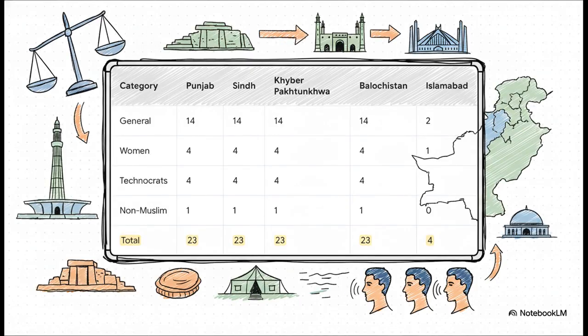And here's the breakdown. Just look at the totals for the four main provinces, Punjab, Sindh, Khyber Pakhtunkhwa, and Balochistan. See that? Each one gets exactly 23 senators. That is the core principle right there in action. It doesn't matter how different their populations are. In the Senate, their representation is identical. The federal capital, Islamabad, gets its own 4 seats.